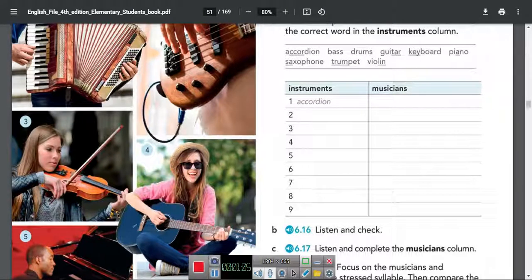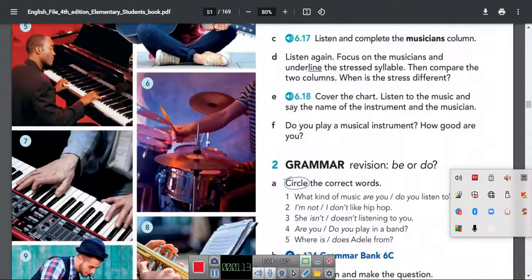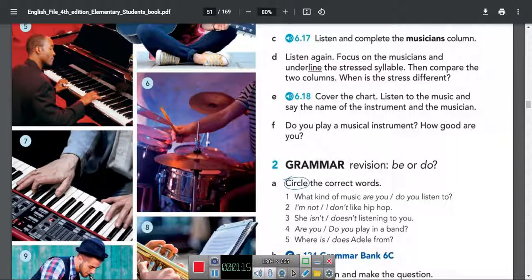Okay, instrument is and musician is. Please do it. We'll check it together. Okay, then we have grammar, revision of be and do, and circle the correct words.